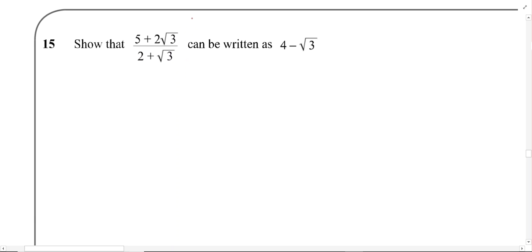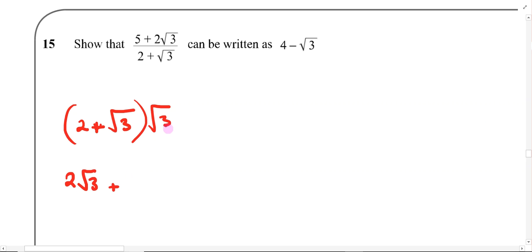All I care is that the bottom no longer has a root in it. The 2 has been dealt with. Okay. Now if I were to multiply by root 3, what do I get? I get 2 root 3 plus root 3 times root 3, which is 3. I've still got a root 3, it's just somewhere else.